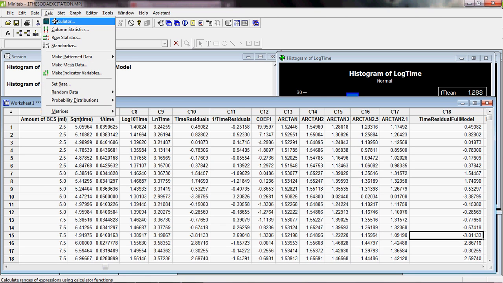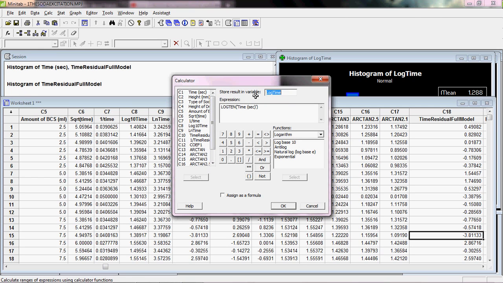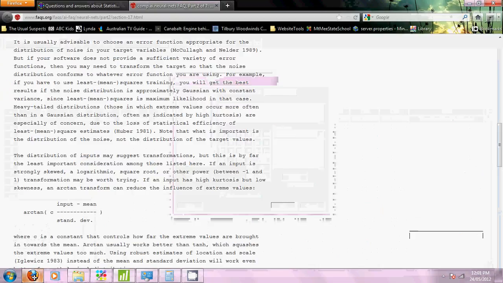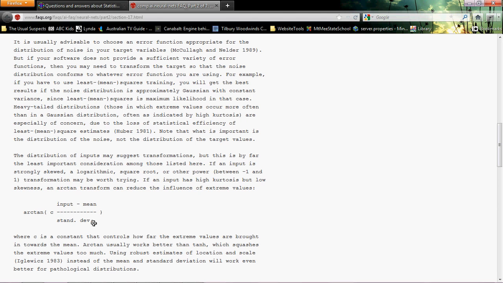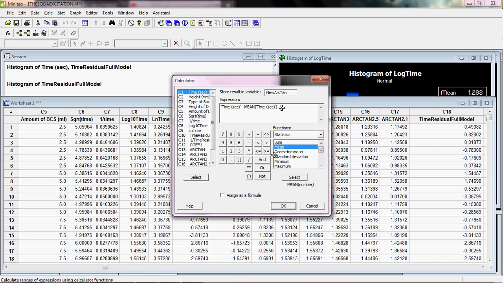So under the calculator menu again, Calc. I'll call this new arctan. Now the expression here, we had our value minus the mean. So that would be a statistics function, mean, and we want the mean of time in this case. I only have a very short memory, so let's have a look at the formula again. Input minus the mean over the standard deviation, so divided by the standard deviation of time.